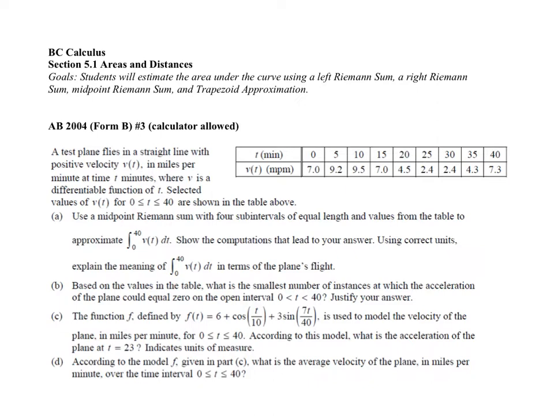So we have one interval from 0 to 10, one interval from 10 to 20, and another, and maybe I should re-highlight this. Hold on, let me try this instead. So one interval from 0 to 10, one interval from 10 to 20, one interval from 20 to 30, and then 30 to 40. Now we know this because it says it's 4 subintervals of equal length, and so we could simply take our interval from 0 to 40, divide by 4, and we get intervals of 10.